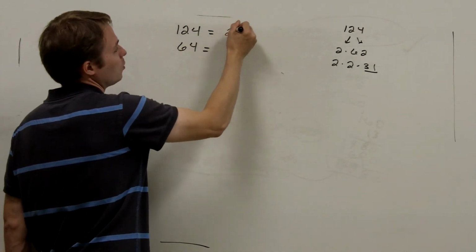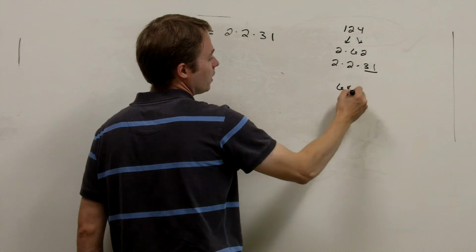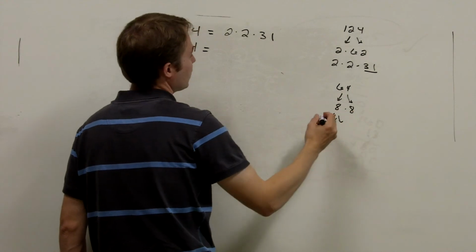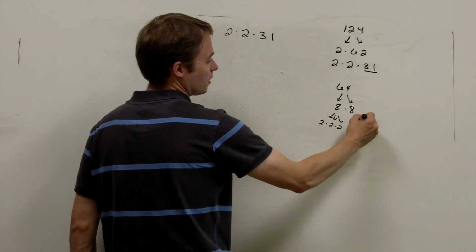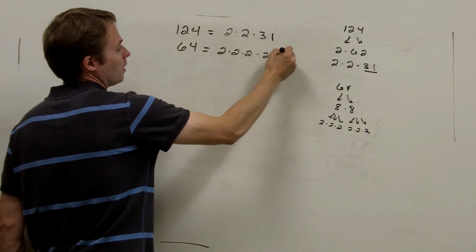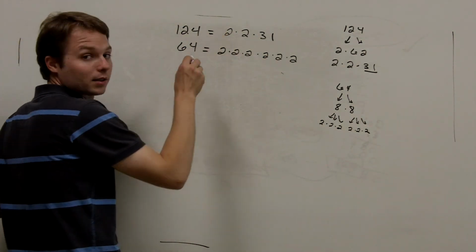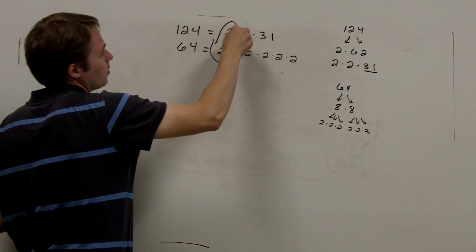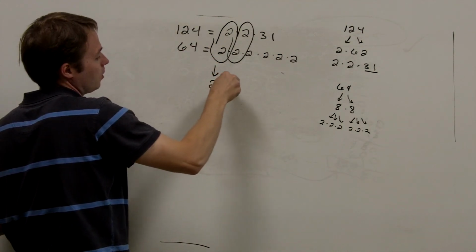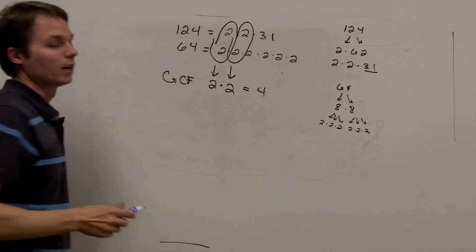So 124 is 2 times 2 times 31. 64 breaks down into 8 times 8, and then each of these 8s breaks down into 3 2s, because 8 is 2 times 2 times 2. So really 64 is just 2 times 2 times 2, 6 times. So again, I just go through and lasso whatever is the same. So there's a 2 that's the same here, a 2 that's the same here. That's it. So I get 1 2 from that lasso and 1 2 from that lasso. So my greatest common factor is 4.